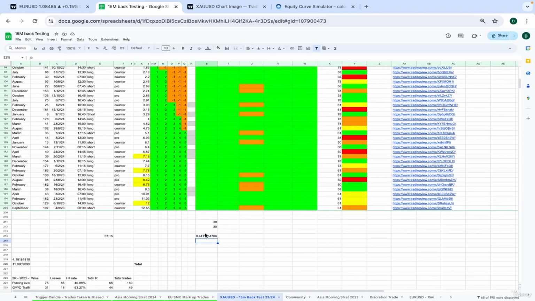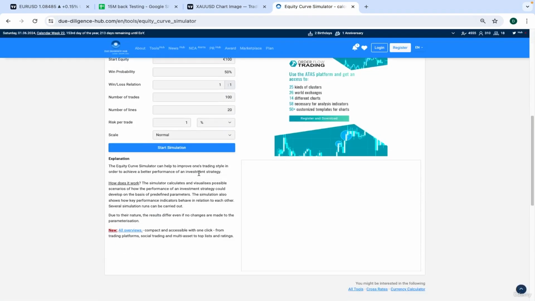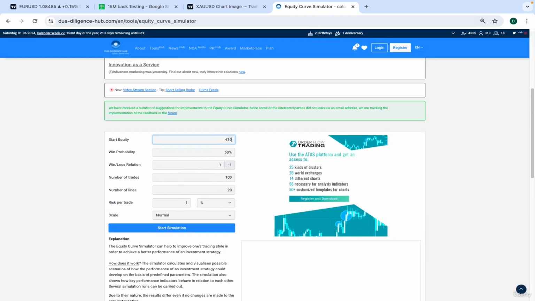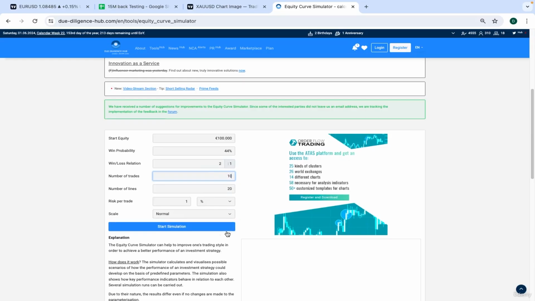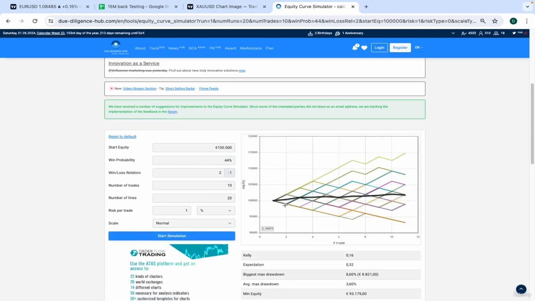Now, what you can do once you've got that figure is the following. Online you will find a number of different equity curve simulators where you can input figures like this. So as an example, we'll walk through this one. Let's say we started with a 100k account. The win probability was 44%. Win-loss ratio was 2 to 1. So that's the data we've just analysed. And let's say 10 trades for the month. Risk 1%. And then you simply start simulation. And it will tell you, in fact, let's do a bigger sample. Let's just say 100.